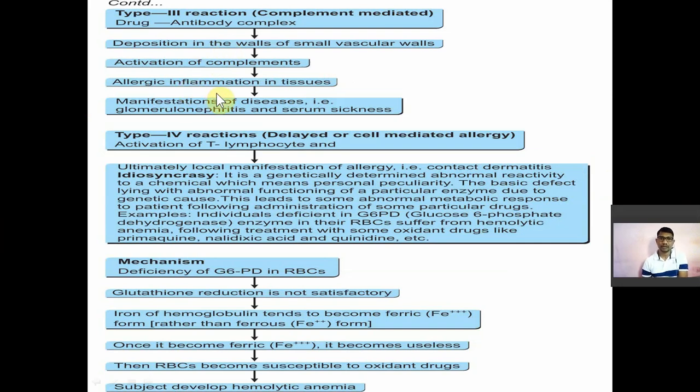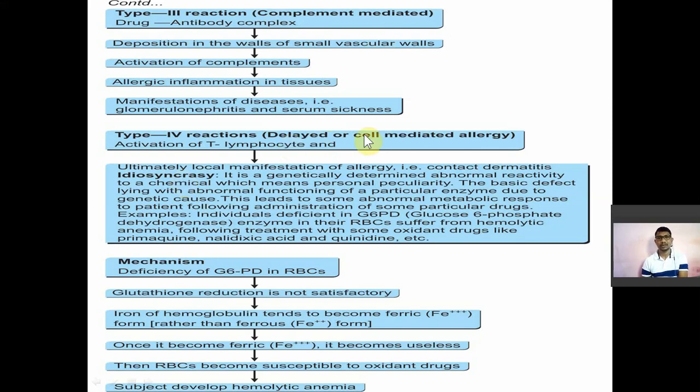So activation of complement and allergic inflammation in the tissue. For example, glomerulonephritis, inflammation of the glomerulus, and serum sickness caused by various kinds of drugs. So that is a type of type 3 allergic reaction, that is complement mediated.